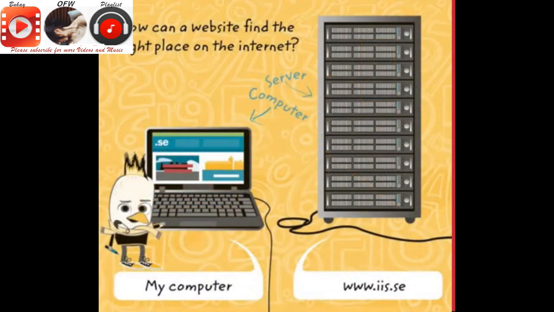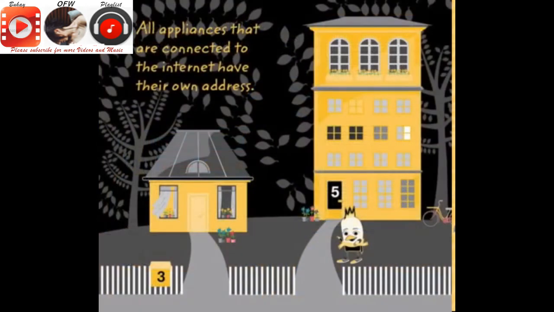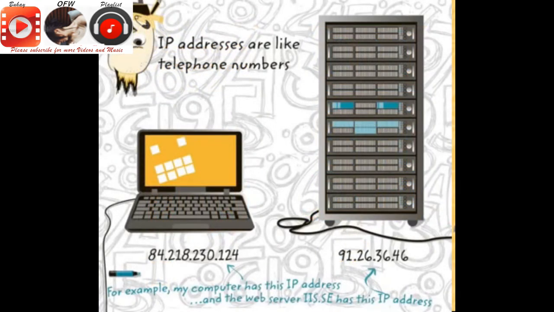How can a website find the right place on the internet and arrive on my computer? That's because all appliances that are connected to the internet, like computers, mobiles, and servers, have their own address. It's like the house you live in. It also has its own address so that you can receive mail and people can visit you. All appliances that are connected to the internet have their own address. You can also say that internet addresses are like telephone numbers. The right number in the right order make the computers and mobiles able to find each other on the internet. It's like calling a telephone number and having someone answer. IP addresses are like telephone numbers.